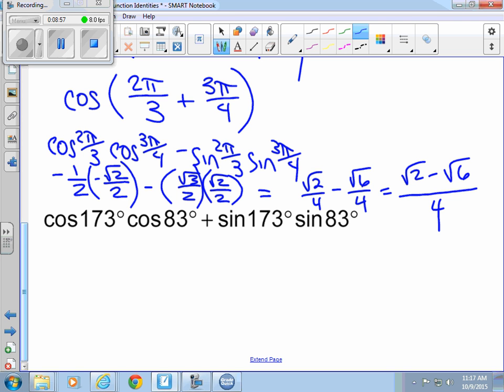Any questions about that one? Does it look like an identity to you? Yes. But which identity does it look like? Cosine of an angle, cosine of another angle, plus sine of an angle, sine of another angle.